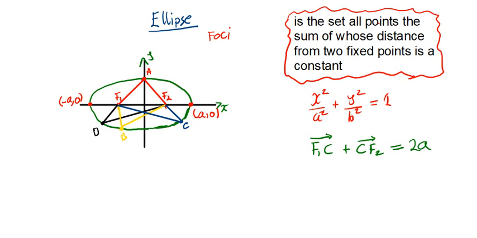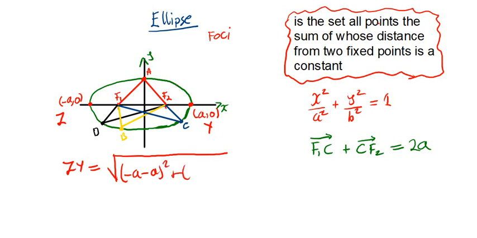If you look at this straight line, let me name this point Z and this one Y. If you want to find the distance ZY, we use the same equation you use for finding distance. You subtract the x coordinates, that would be minus a, squared, plus the y coordinates, which are 0 minus 0, squared, like that.